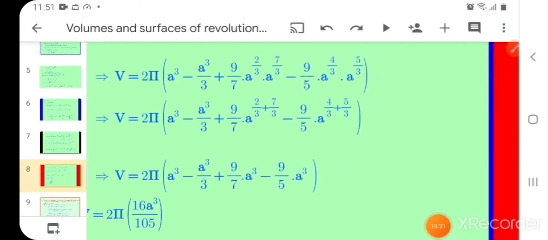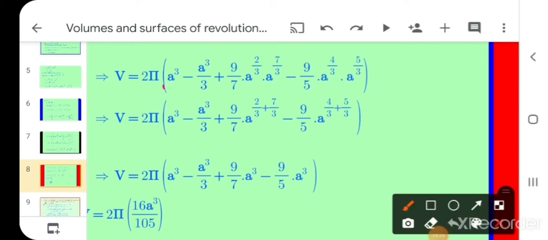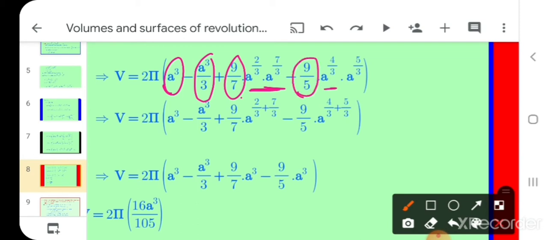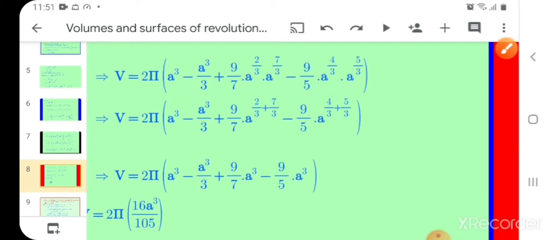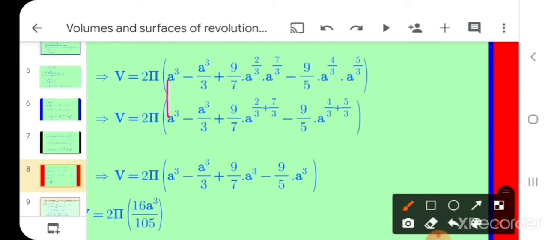A cube. A cube by 3, 9 by 7, a power 2 by 3, a power 7 by 3. Same 9 by 5, a power 4 by 3, a power 5 by 3. Next, same a cube, minus a cube by 3, 9 by 7. Here I add the powers. Same 9 by 5. Here also I write adding powers. 2 by 3 plus 7 by 3. 2 by 3 plus 7 by 3 means 9 by 3.